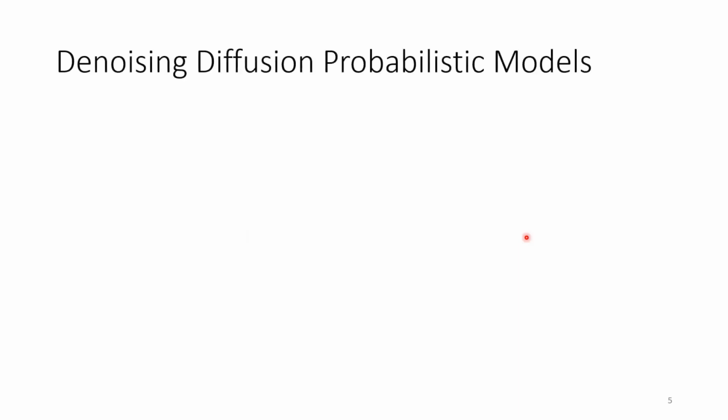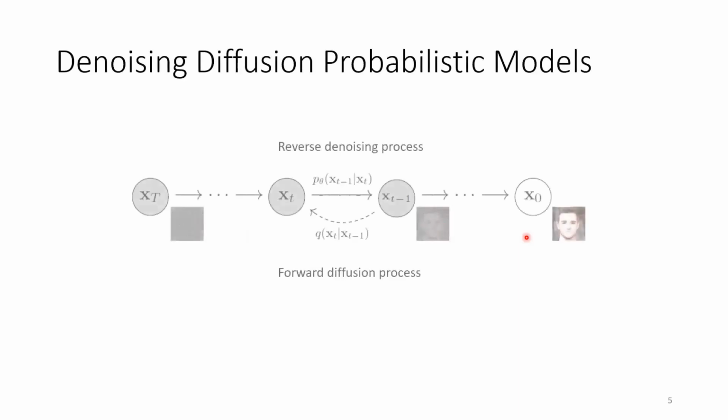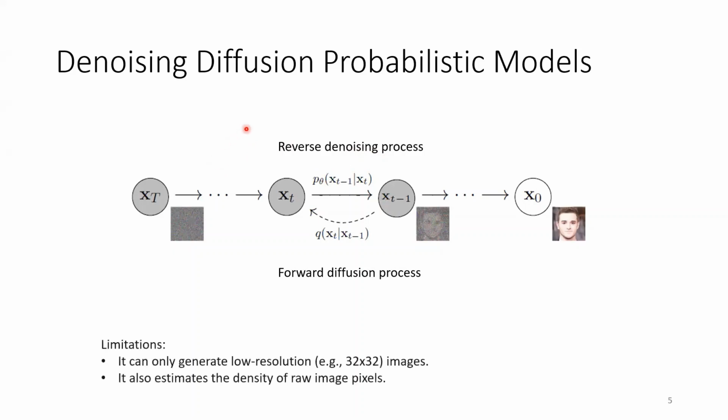Now let's go to denoising diffusion probabilistic models. Most previous works on diffusion considered continuous diffusion models on the raw image pixels. D3PMs apply discrete diffusion to image generations. Here we have the forward diffusion process and reverse denoising process, as we all know. And these also have limitations, such as they can only generate low resolution images, and they only estimate the density of raw image pixels.